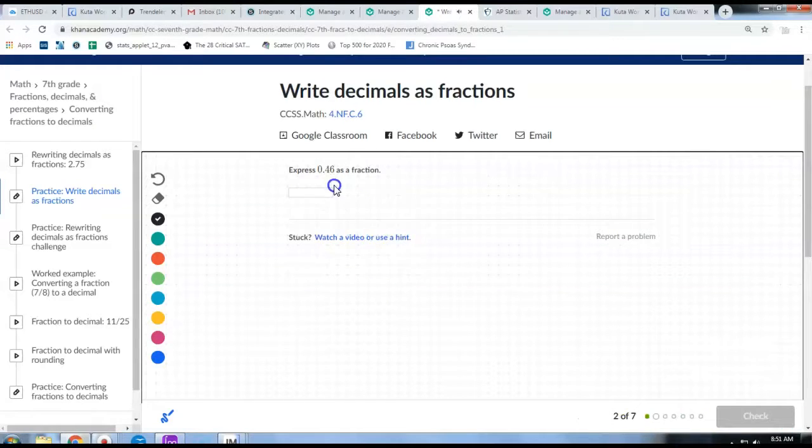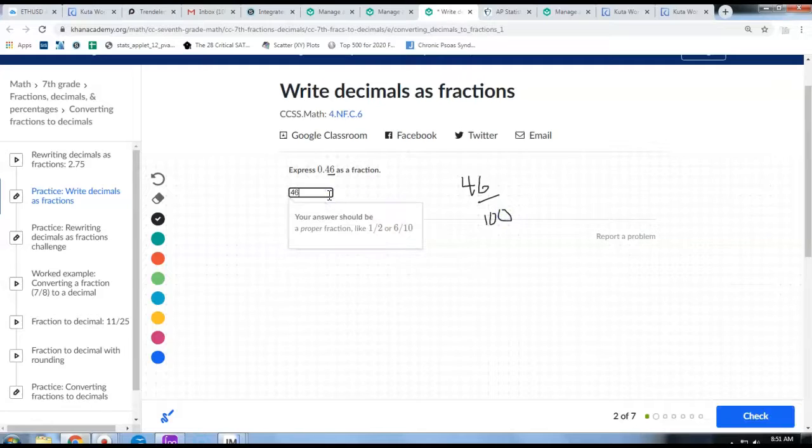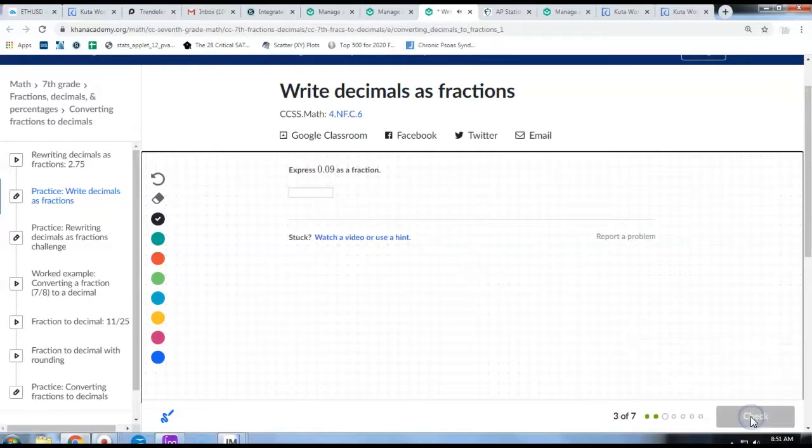And some of these you're probably going to have to reduce. So like this one, that's in the hundredths spot. So I'm going to go, okay, that's 46 over 100. But my guess is, and I haven't tried this yet, if I type this in, it's going to tell me either it's wrong or to reduce it. Or it might just leave it. Never mind. So you don't have to. All right, so hopefully that one's not too bad.